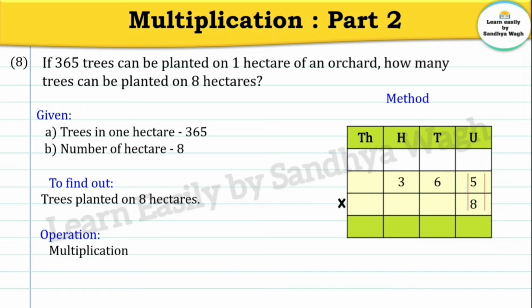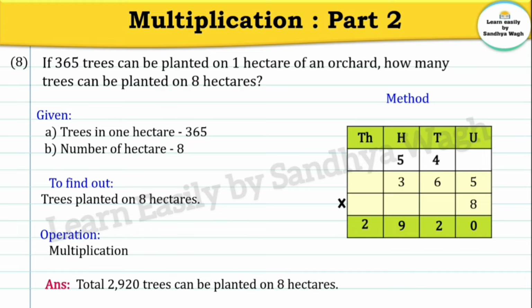365 multiplied by 8, 8 5s are 40. Now 8 6s are 48, 48 plus 4, 52. Now 8 3s are 24, 24 plus 5, 29. Yes, so our final answer is total 2920 trees can be planted on 8 hectares.